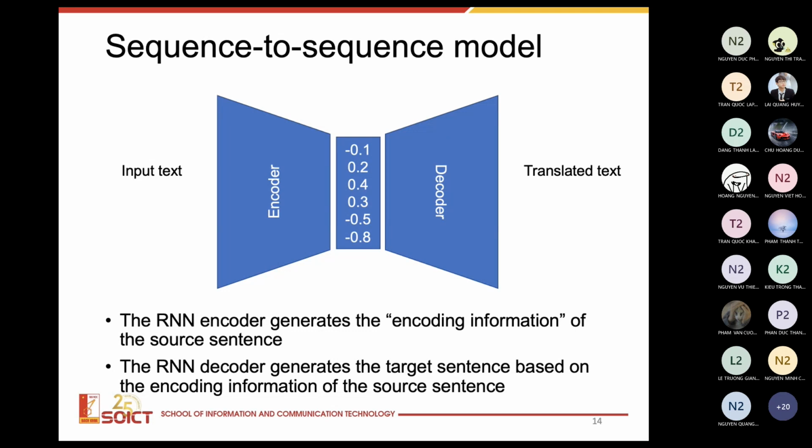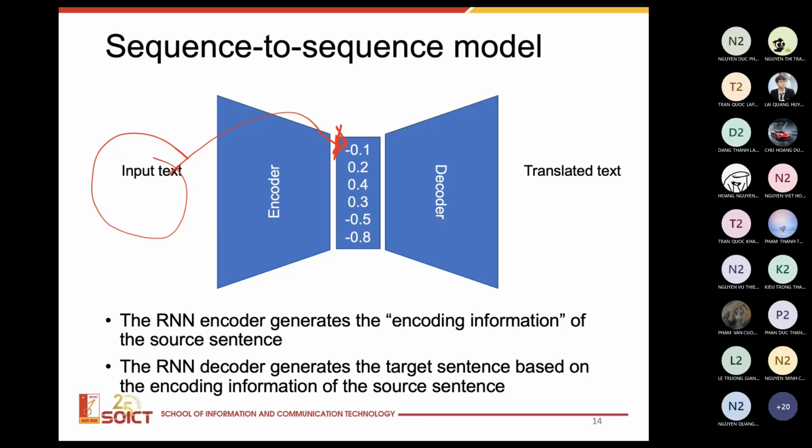So in that sequence-to-sequence model, you have two small components in the network. You have one encoder and one decoder. So in that encoder, you use, for example, one recurrent neural network to generate the encoding information of the source sentence, mapping the input sentence into one representation in the high-dimensional vector. Let's say it's an embedding vector that encodes the information of the input sentence, right?